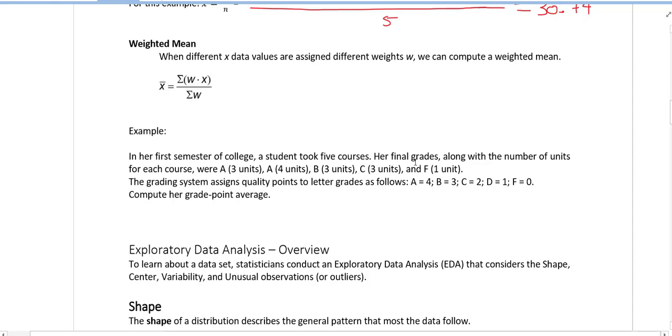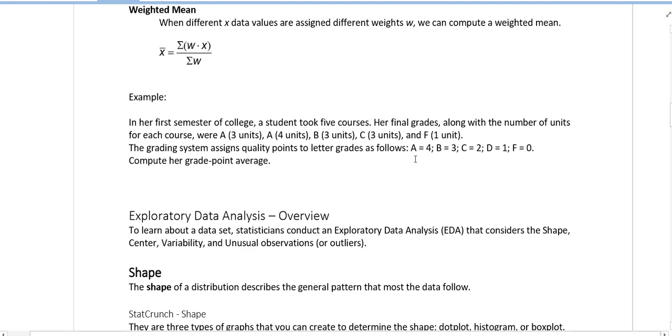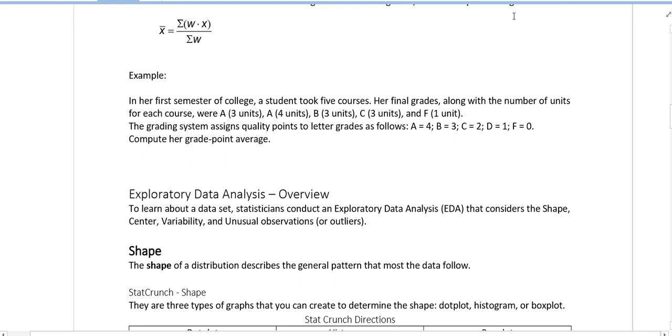And so a good example of this is computing GPA or computing your grades at the end of the semester if you have categories that are weighted. So like quizzes, 20%, exams, 15% each, things like that. They have weights. So let's try this example.